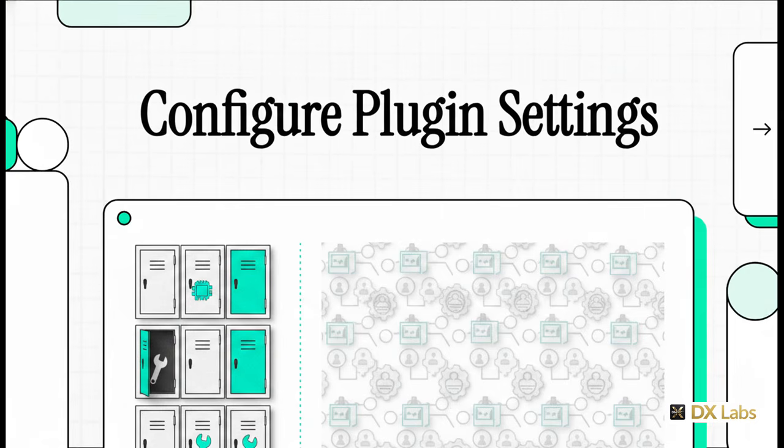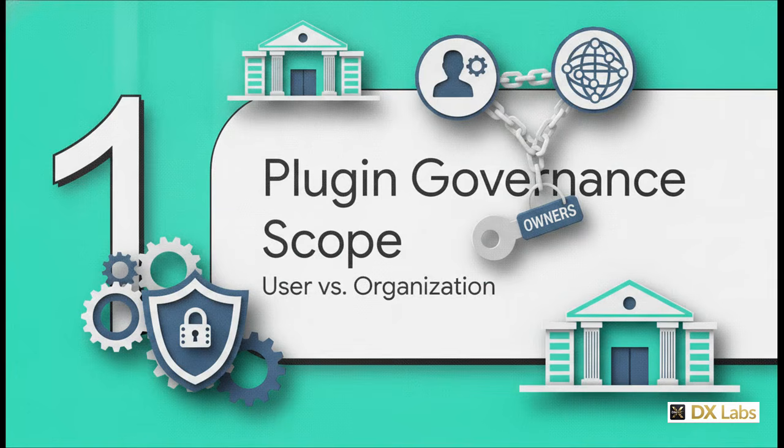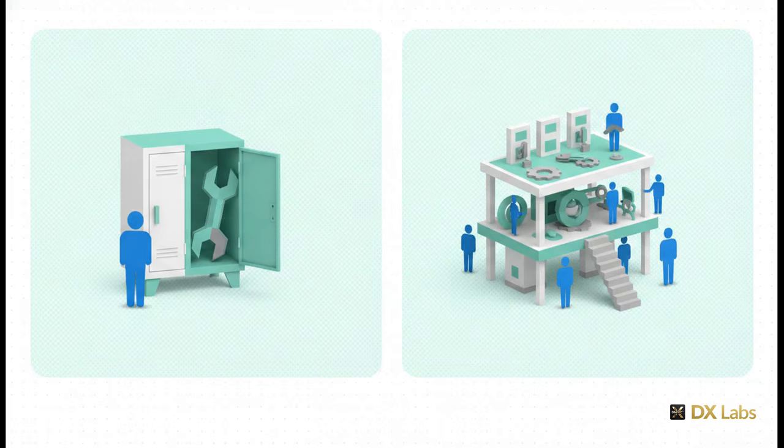This physical separation, personal tools in the locker versus shared tools on the floor, well, it's actually exactly how we need to think about plugin settings in Security Copilot. Let's dive right into Section 1, Plugin Governance Scope, specifically looking at user versus organization. Translating our BPO analogy into Microsoft's official terminology, plugin governance in Security Copilot operates at two completely distinct levels, or scopes, and by default, these are managed solely by owners.